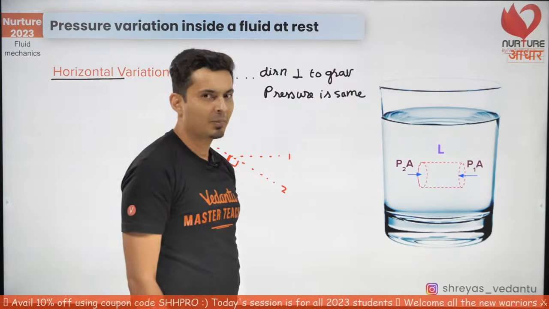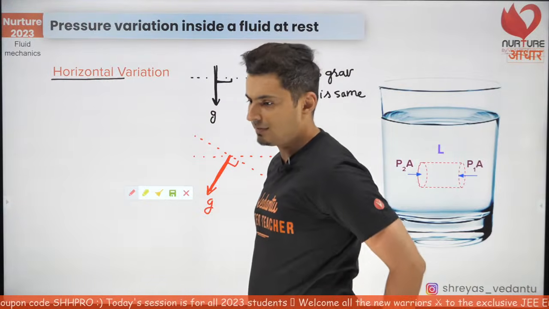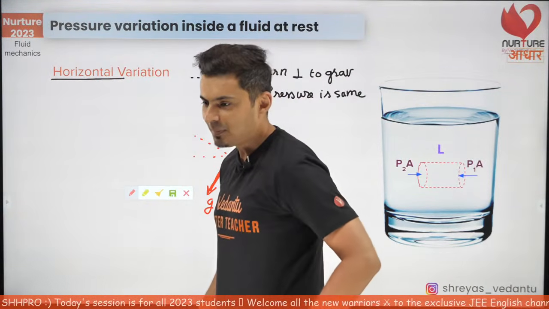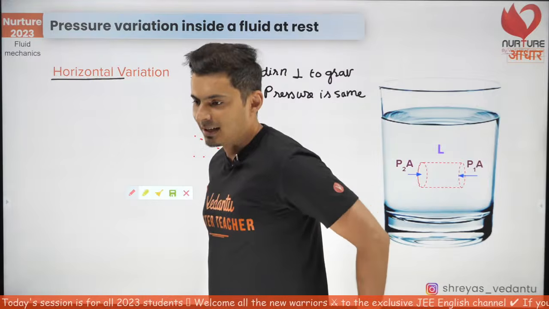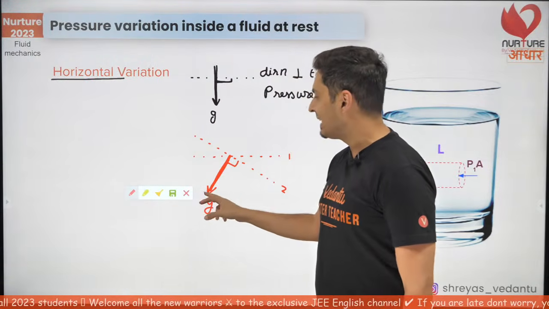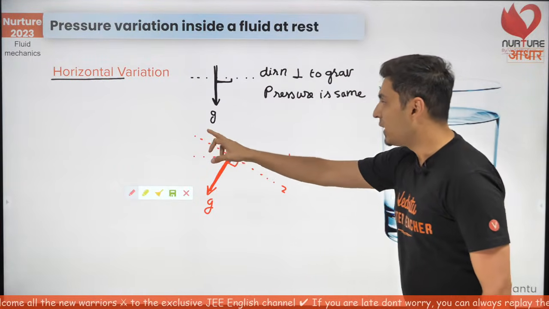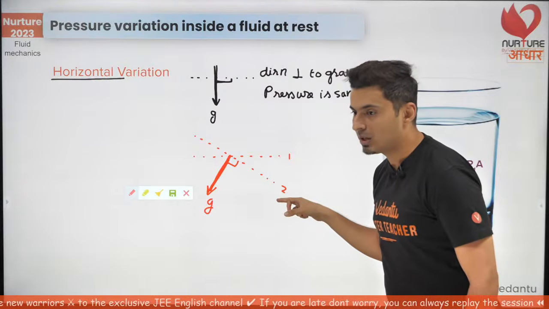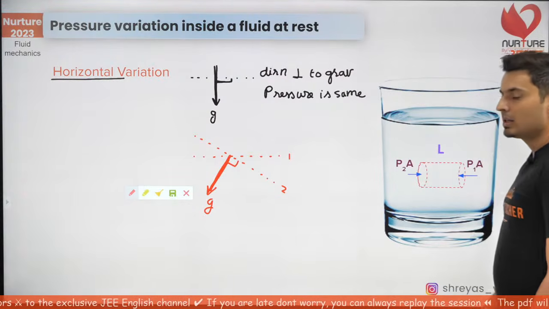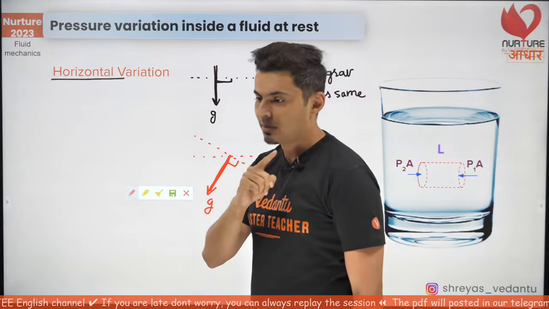What do you guys say? Come on, think about it. Yes, Kalka Kitchen, definitely. Okay, come on, think. What do you think? Will the pressure be the same on line number 1 or on line number 2? Yes, very good, Roshni.